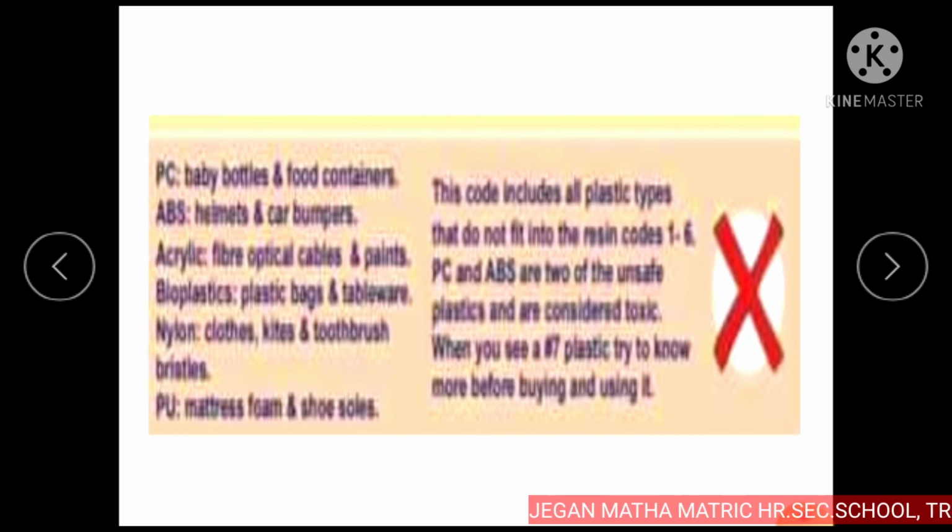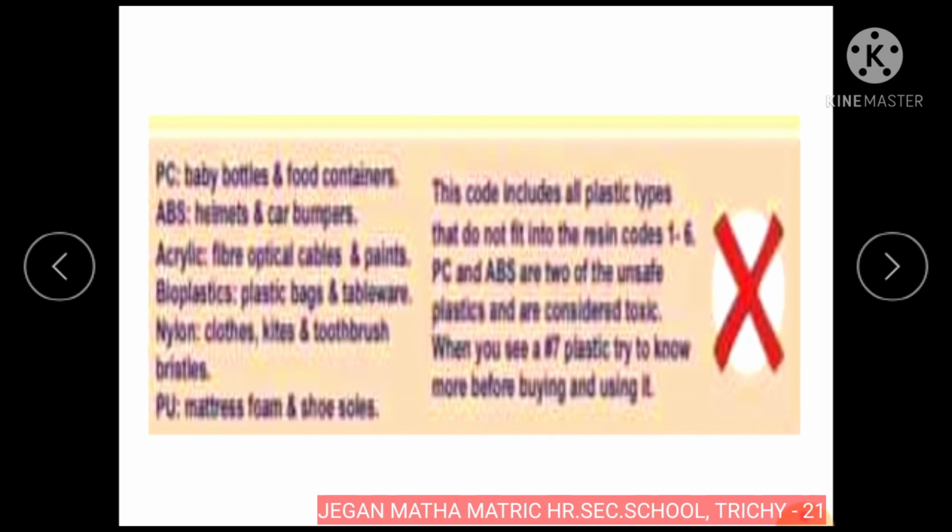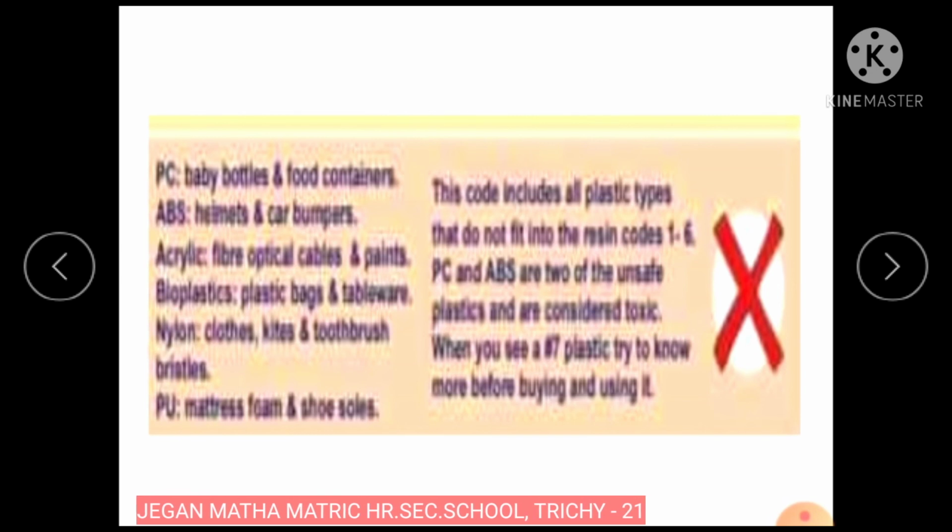This code includes all plastic types that do not fit into the resin codes 1 to 6. Polycarbonate and acrylonitrile butadiene styrene, shortly known as ABS, are two of the unsafe plastics and are considered toxic. When we see a resin code 7 plastic, try to know more before buying and using it.